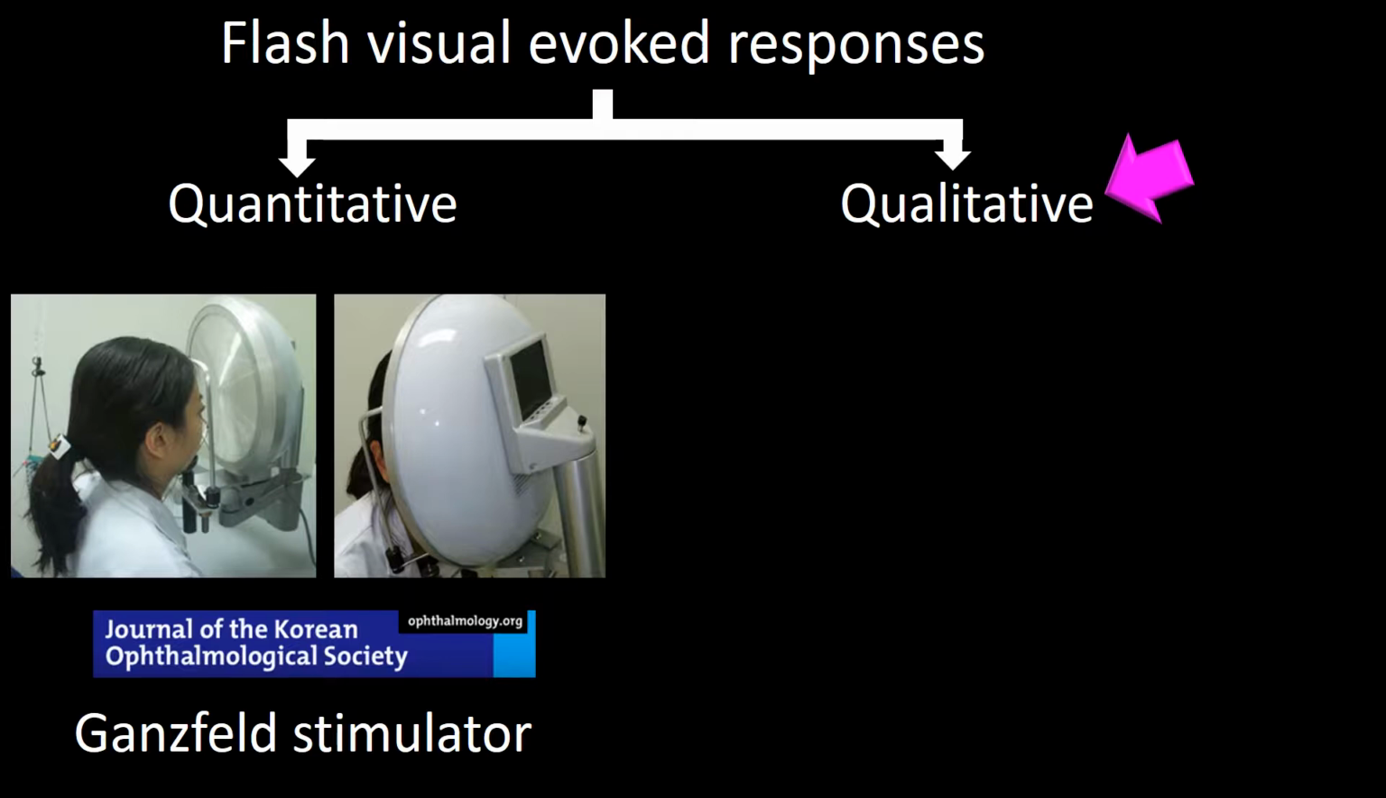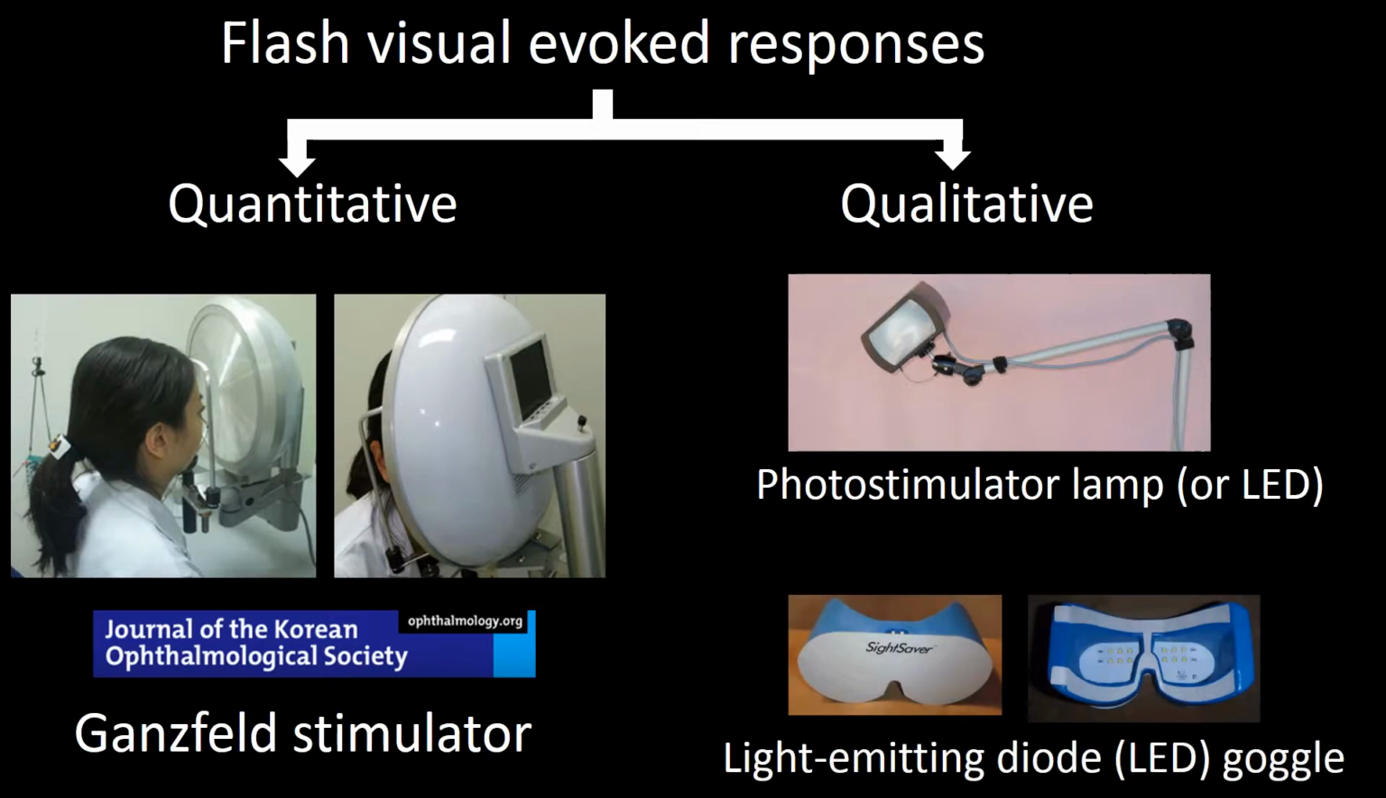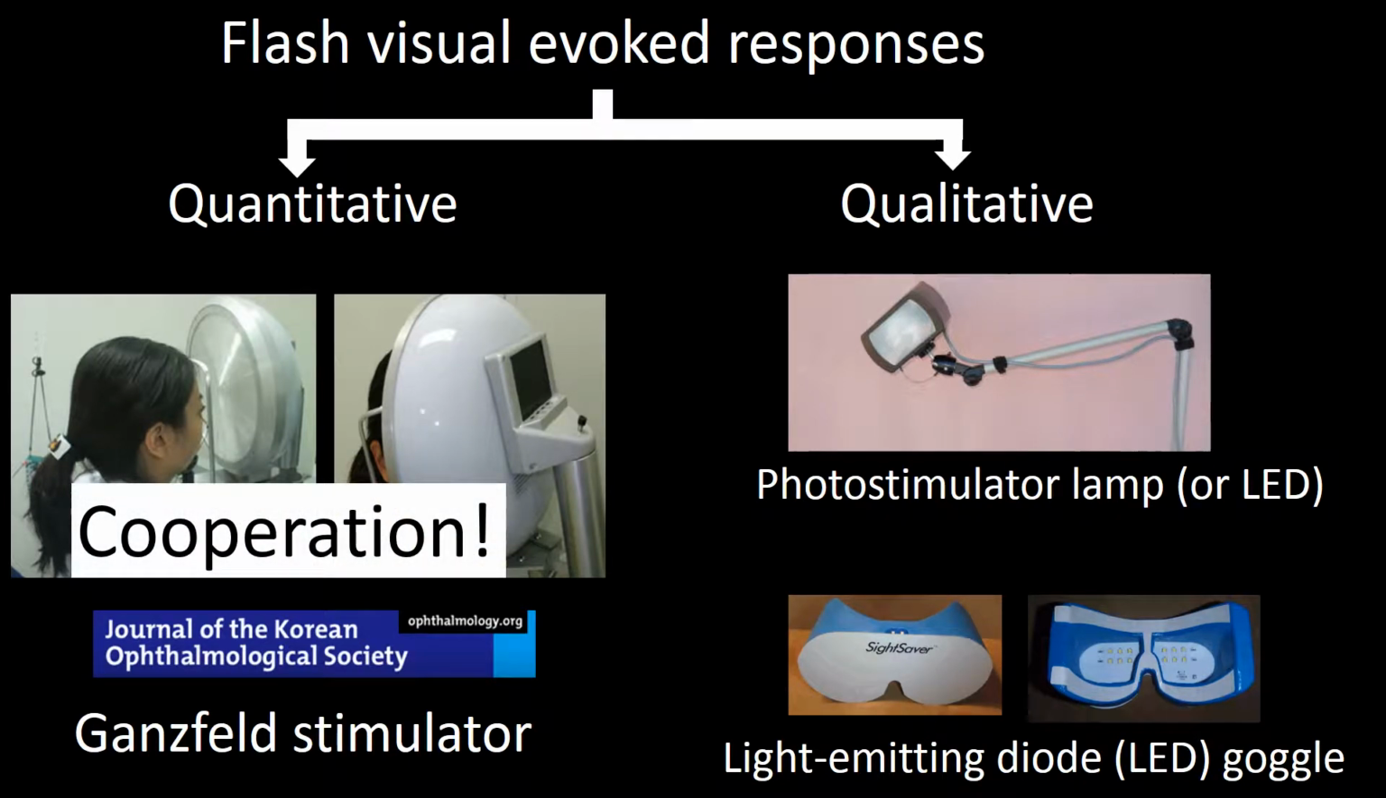Qualitative VEP can also be obtained. They can be obtained using regular photostimulator lamps, matrix of light emitting diodes, or light emitting diode goggles. Quantitative flash VEP requires patient cooperation. The patient should be attentive to the test being conducted and looking at the screen.